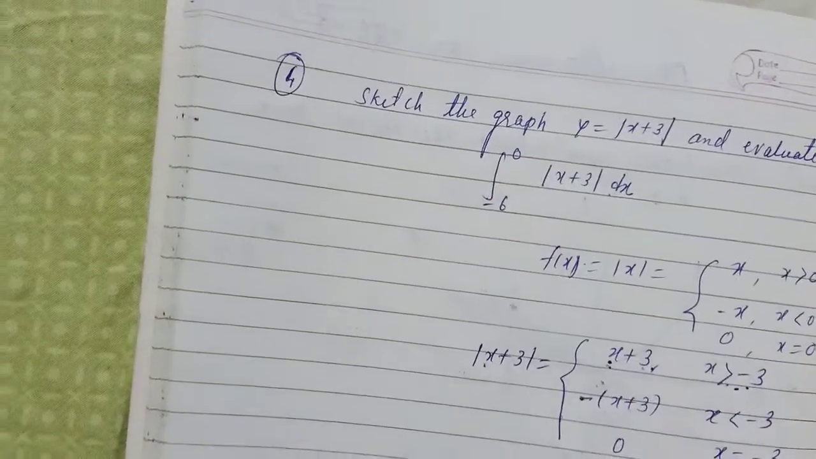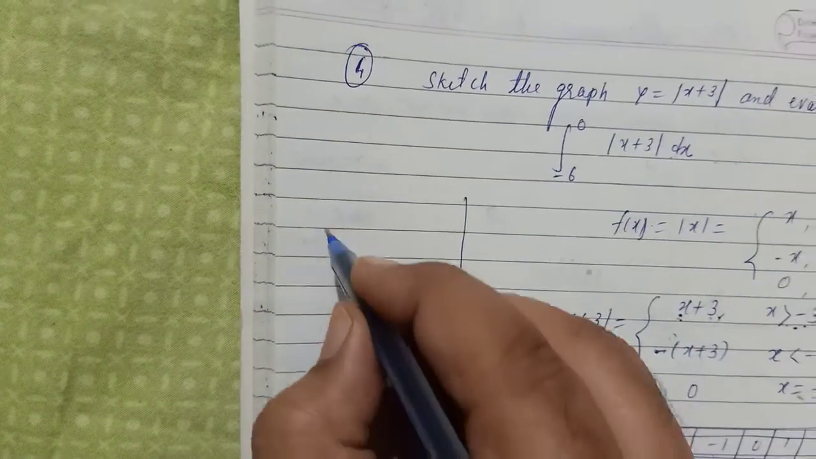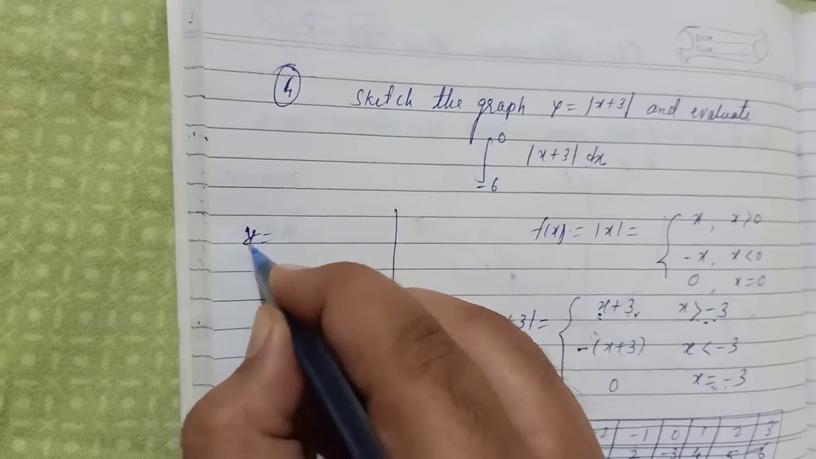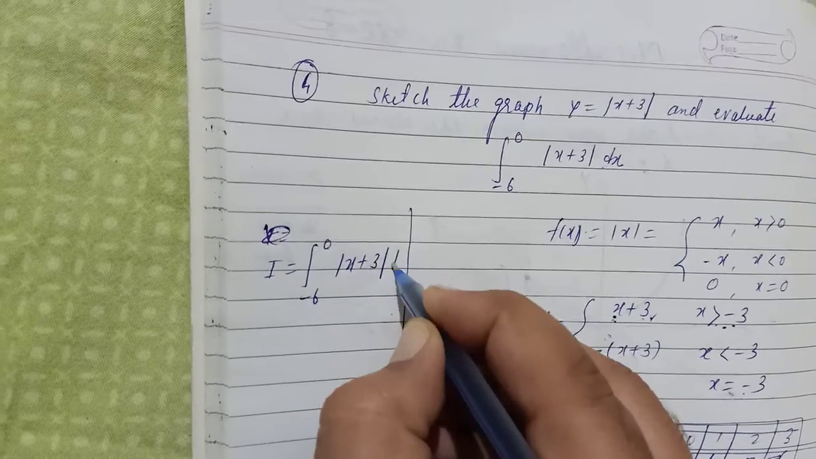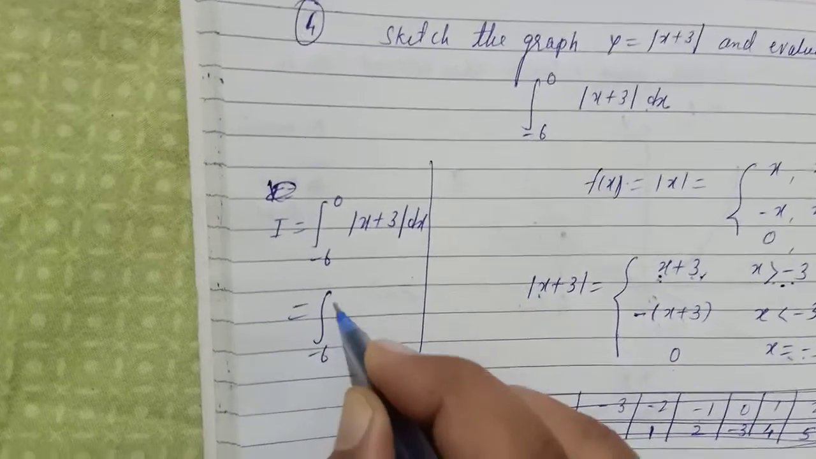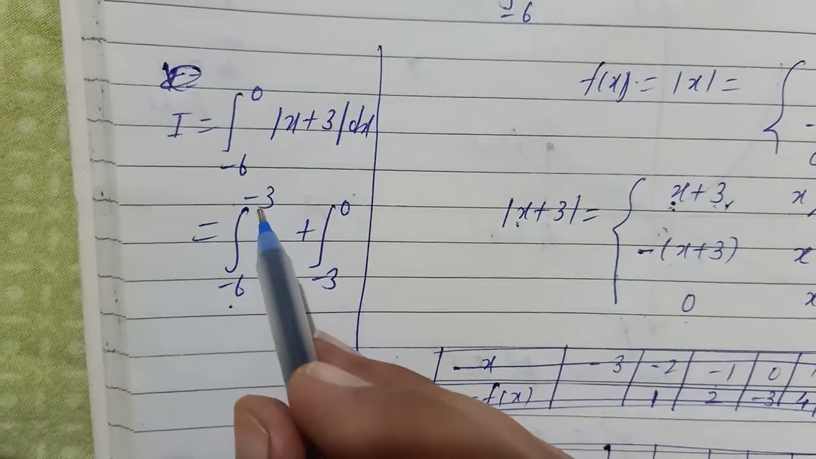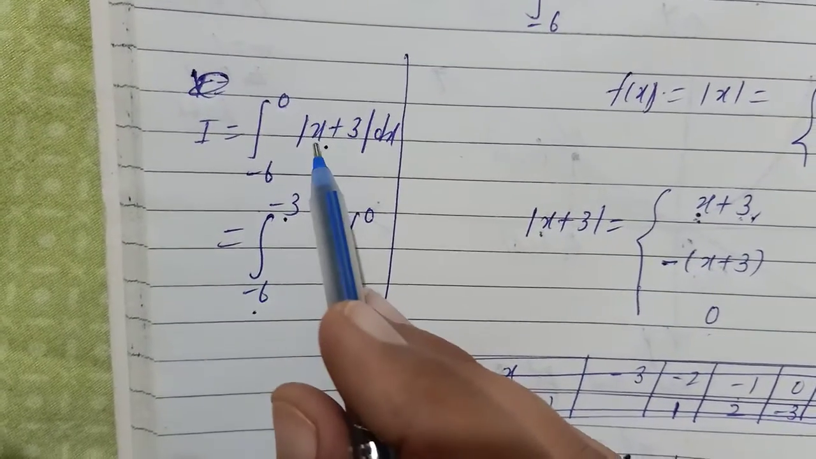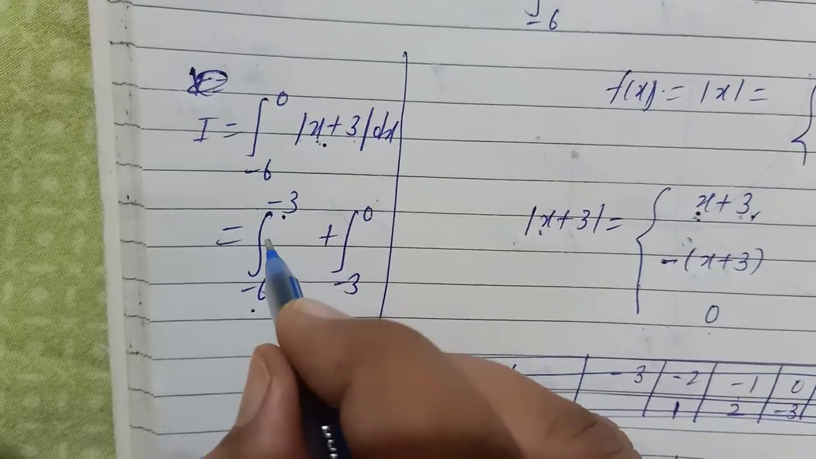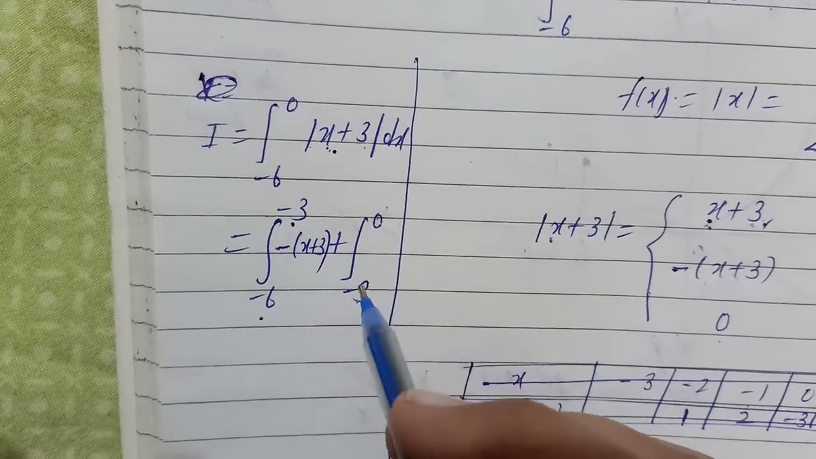And the second part of this question is find the value of the area from -6 to 0 of mod x plus 3. So we can solve here: -6 to -3 plus -3 to 0. From -6 to -3, if we take any value, inside value will be negative. If you take -4, -4 plus 3 is negative, so in the negative region we take the negative sign. So this is -x plus 3. And -3 to 0, any value you take between them is positive.